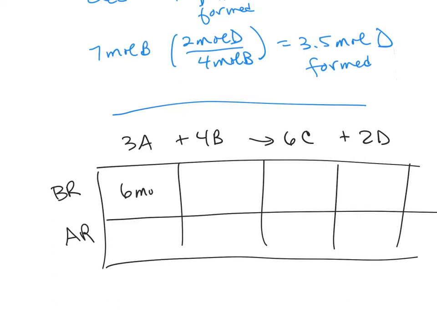So you have 6 moles of A and 7 moles of B to start with. You have 0 moles of C and 0 moles of D to start with. Then the reaction takes place. You have 0.75 moles of A left over. The limiting reactant is completely consumed.